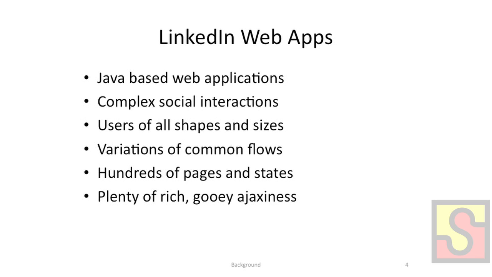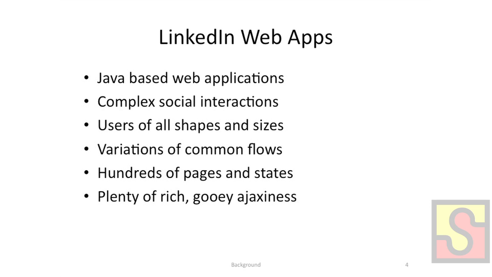So a bit of background about our applications. 95% of our applications are Java-based, and they support a pretty wide variety of complex social interactions. Our product is based off of allowing individuals to interact with their networks in a variety of ways. So we have people sending each other messages and invitations, creating groups, starting discussions, ignoring spammers, all sorts of stuff.